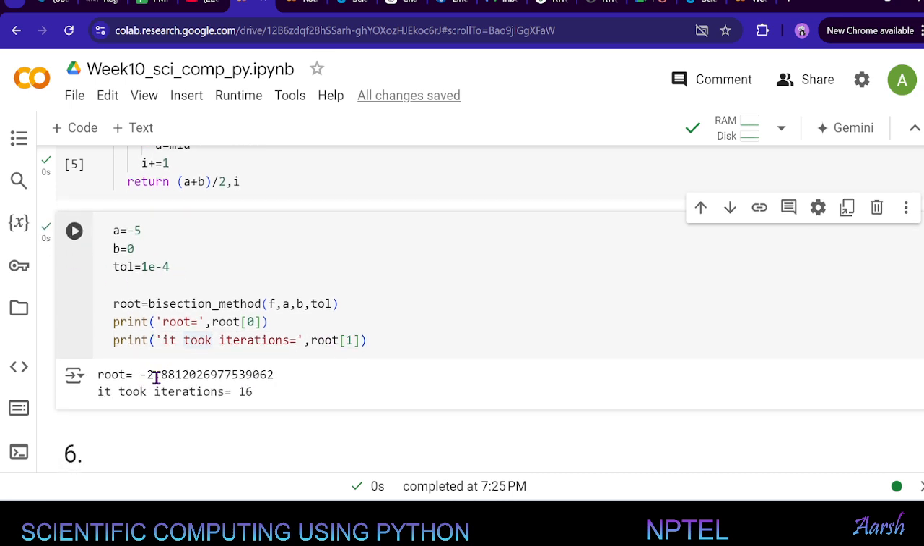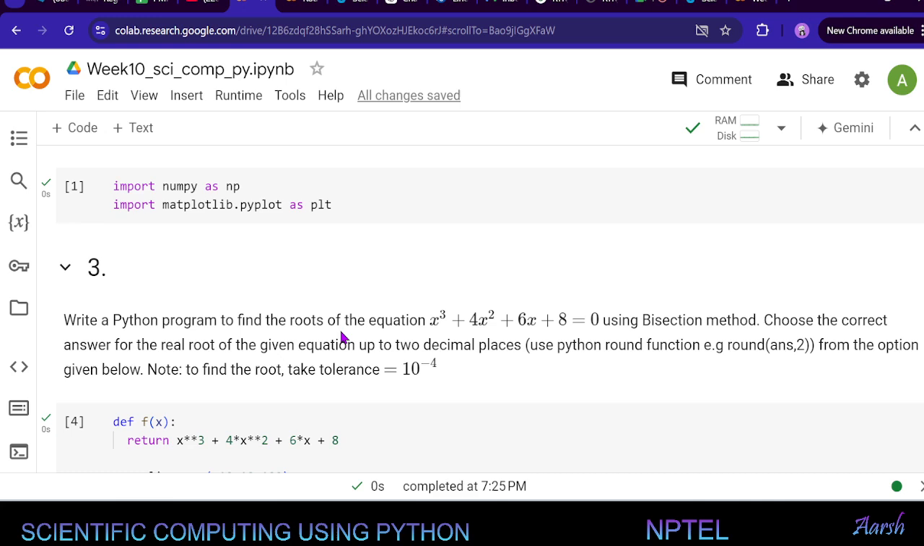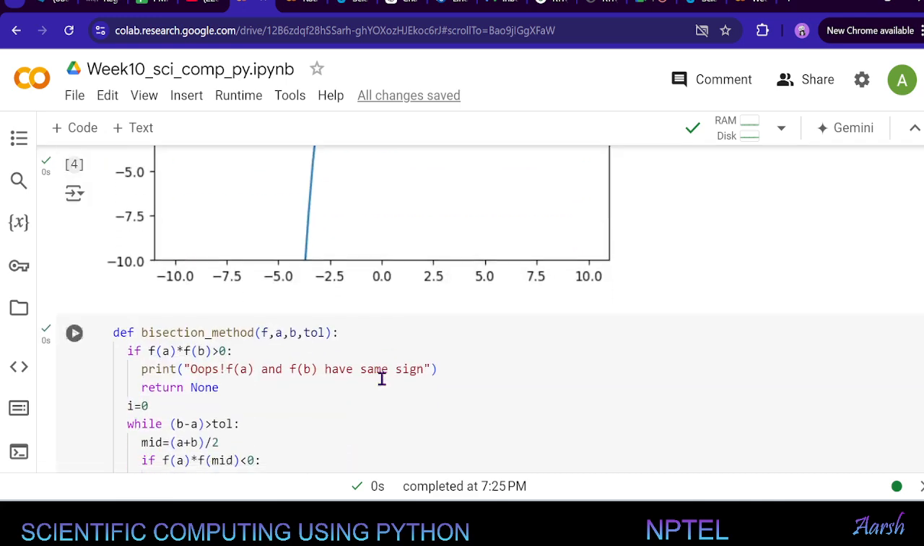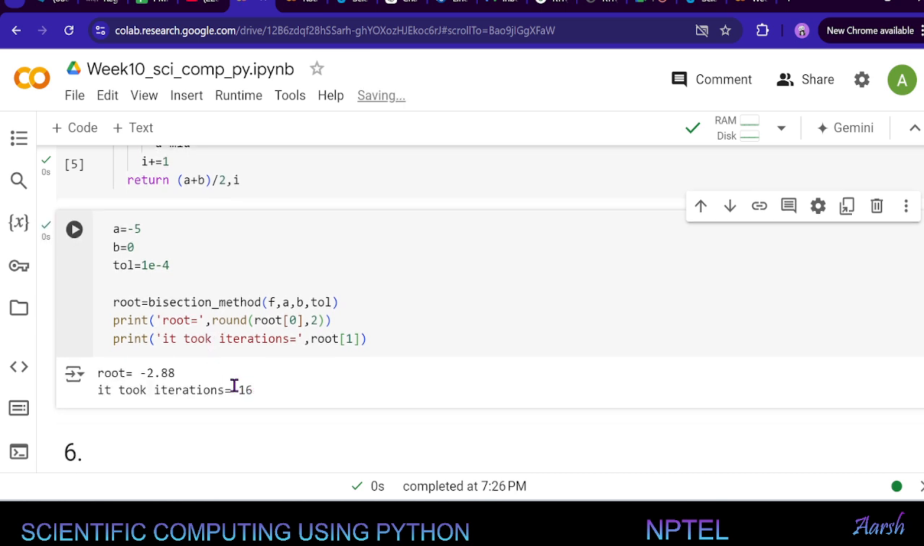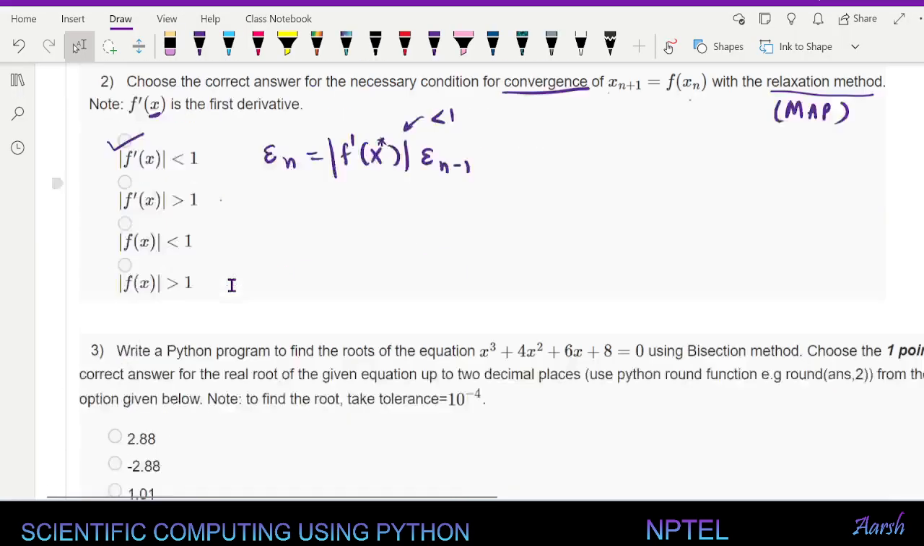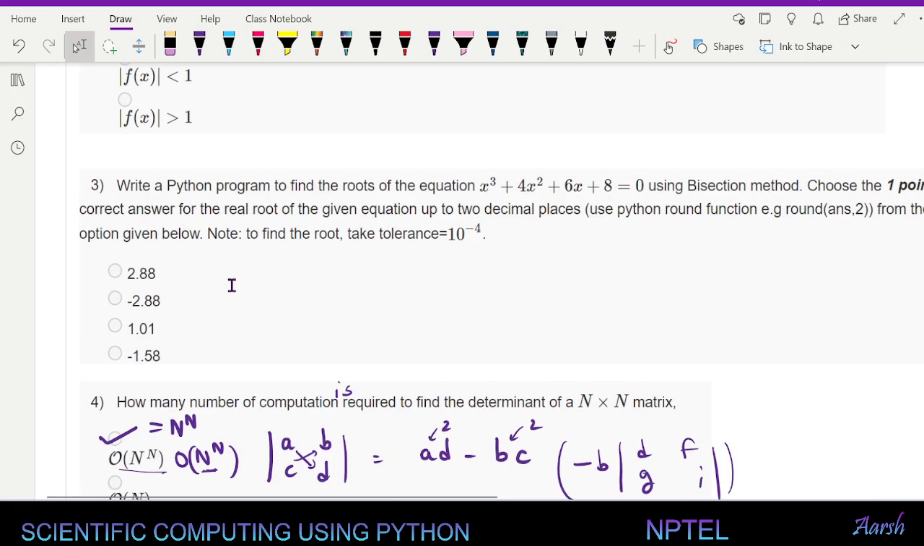Okay, so it's -2.8812, and we can in fact round it off. Was it asked in the question? Yeah, round. But by now you probably know how to do that. Round this to 2 decimal points, which will be -2.88, and it takes 16 iterations. So in fact, I think that was the answer. Yeah, -2.88.